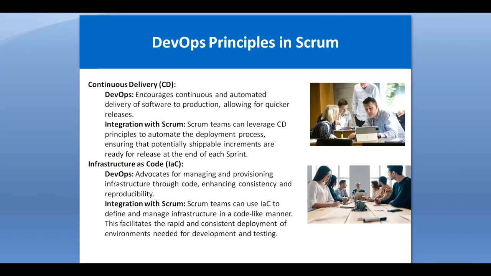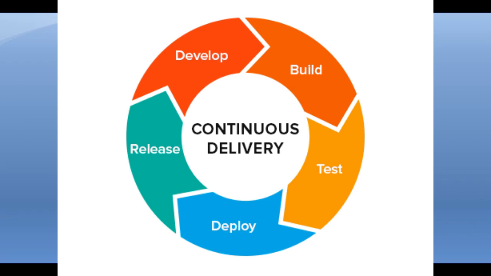Then continuous delivery means the continuous and automated delivery of software to production, allowing for quicker releases. Scrum teams can leverage continuous delivery principles to automate the deployment process, ensuring that potentially shippable increments are ready for release at the end of each sprint.